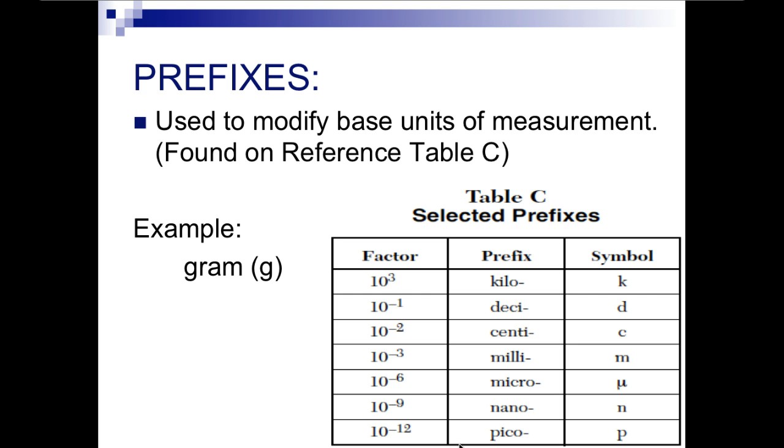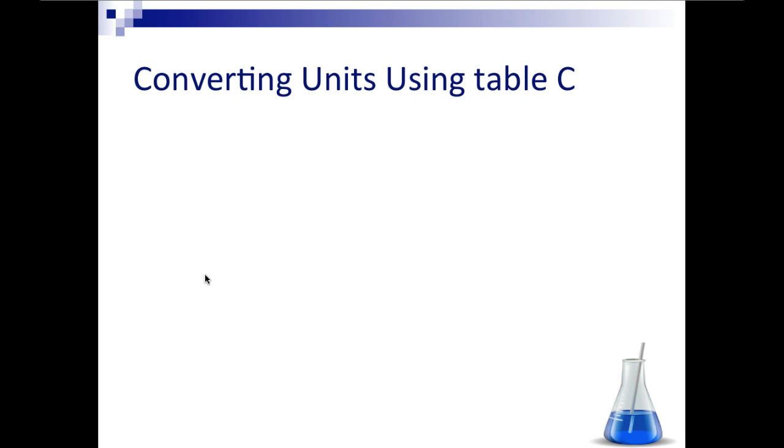With these base units come prefixes. Now, prefixes are used to modify the base units, and you can find all the prefixes that you're going to need in Table C. So, for example, if you put kilo in front of gram, that changes gram to make it a kilogram, and that means something different. So how do you convert units using Table C?